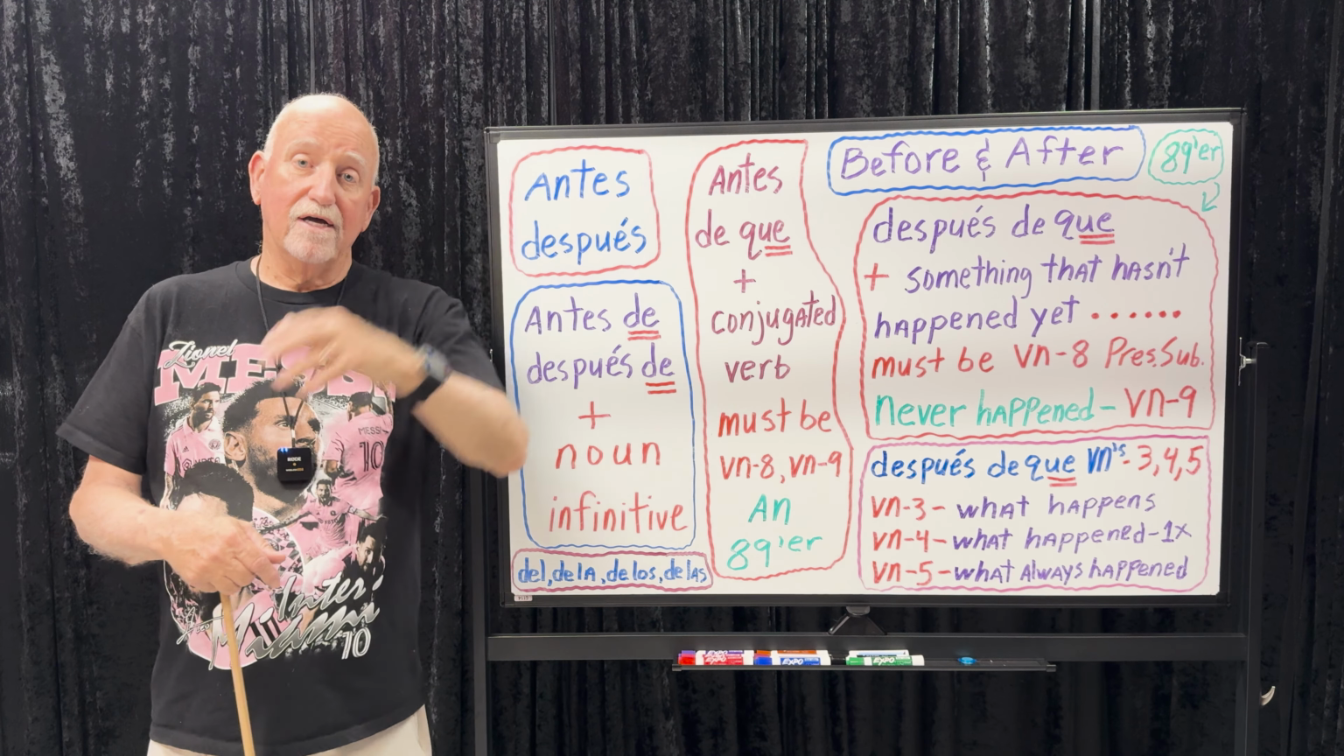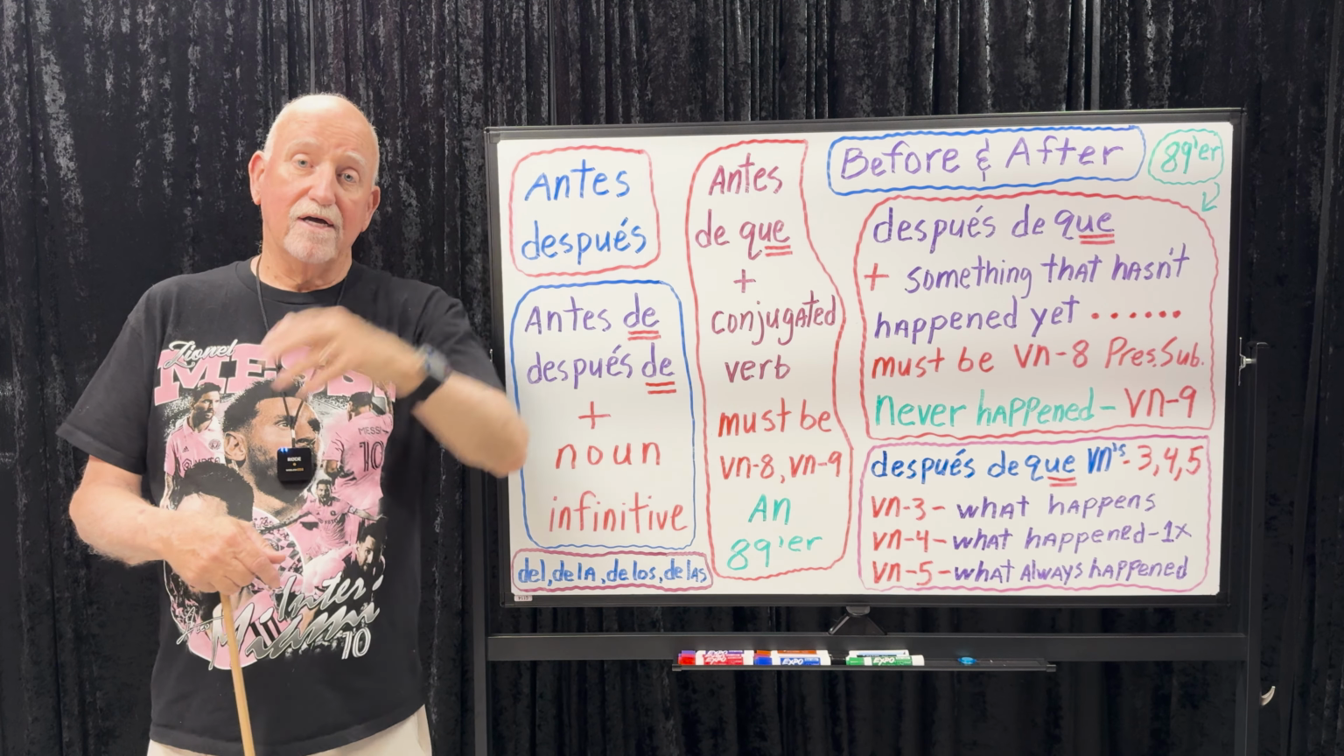Okay, there you go. Now, if you want to say after plus something that never happened, you're going to go with verb number 9. After we won the championship, we didn't win it. Después de que ganáramos el campeonato. After I got to your house, I was going to blah, blah, blah. Después de que yo llegara a tu casa. After we had $1,000,000, después de que tuviéramos $1,000,000, you were going to do something.